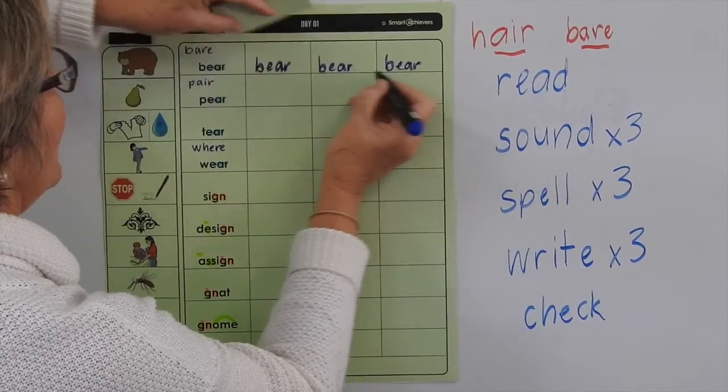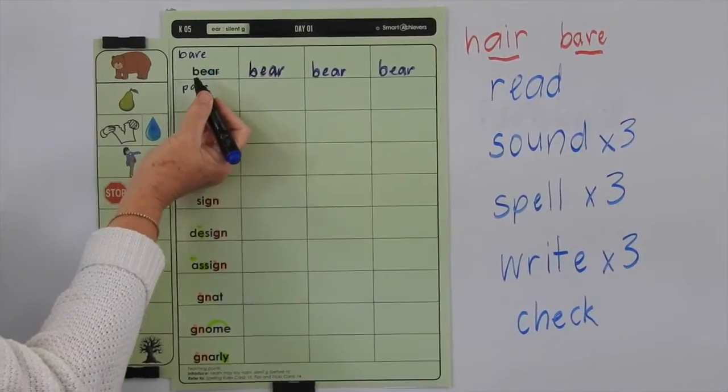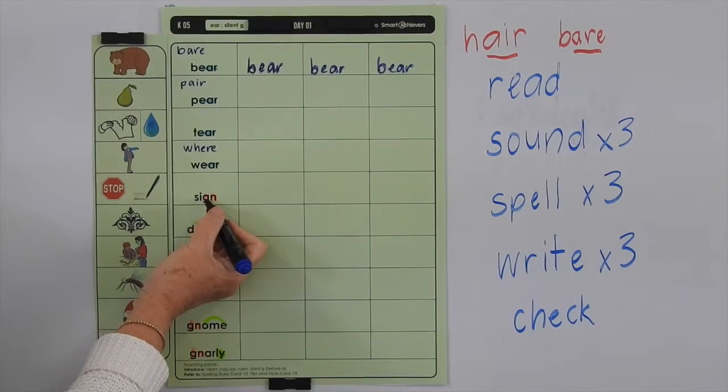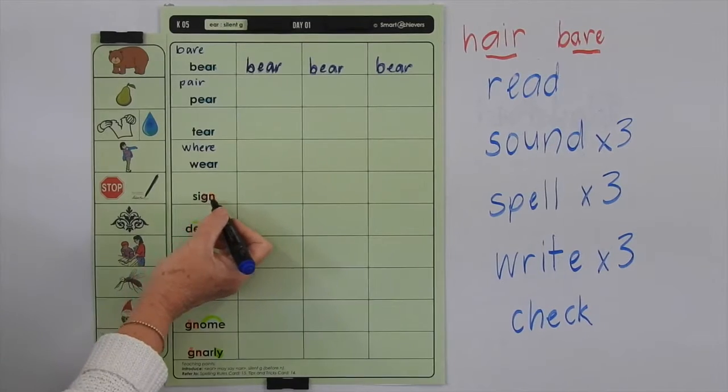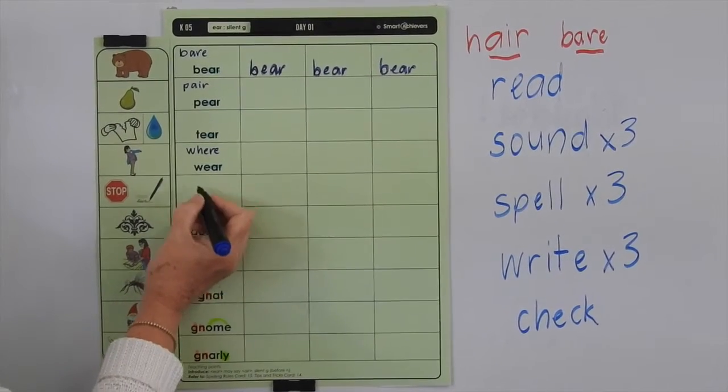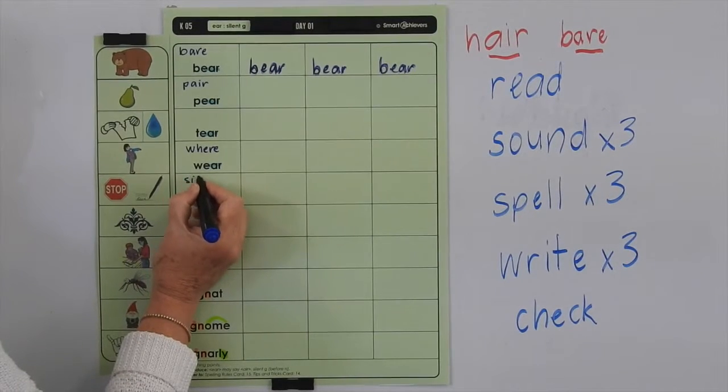And then go back and check that you've written it correctly. Now let's do one of these ones here with a silent G. Now sign is quite an interesting word too that we should probably discuss. It came from the word signal.